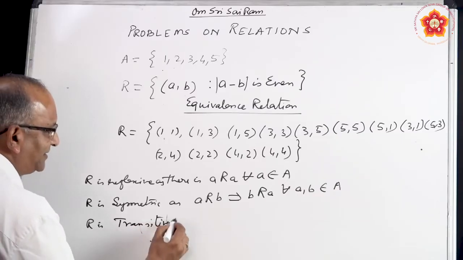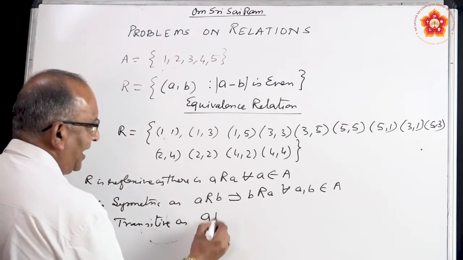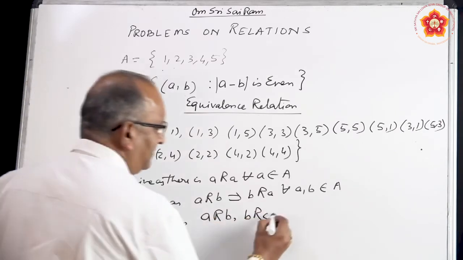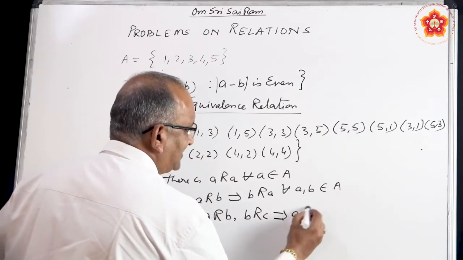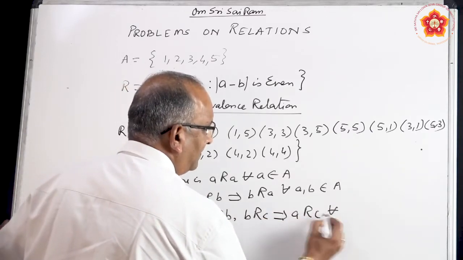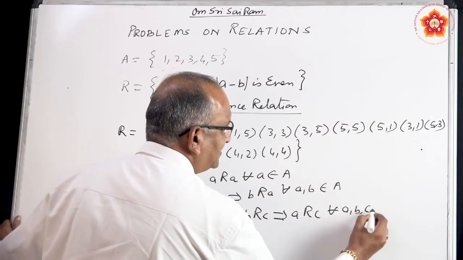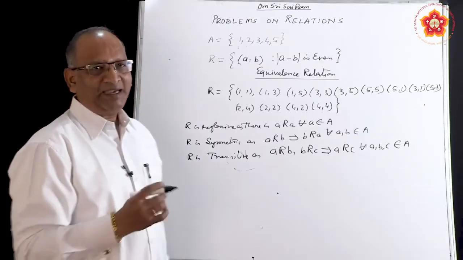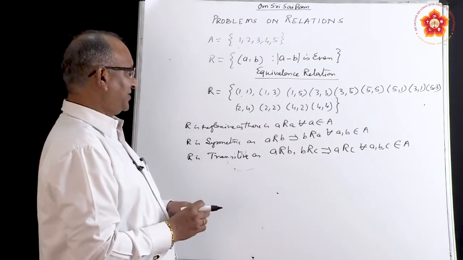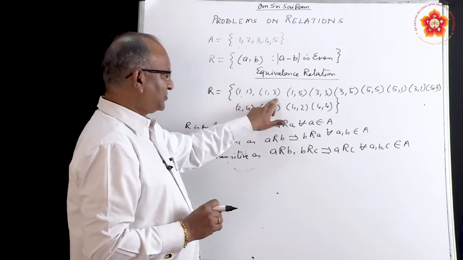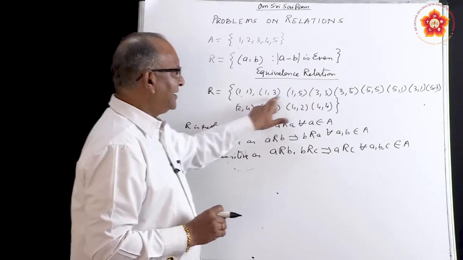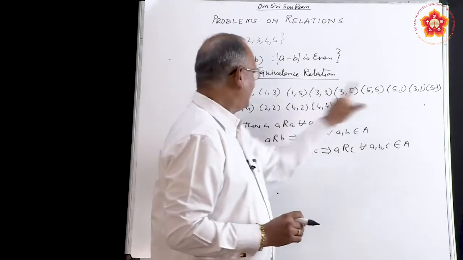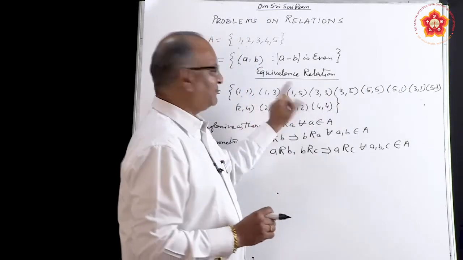Why is it transitive? aRb, bRc implies aRc for all a, b, c belonging to A. What does it mean? Let us try understanding it. Start with anything. Let us say 1 is related to 3, and 3 is related to 5. You also find 1 is related to 5.